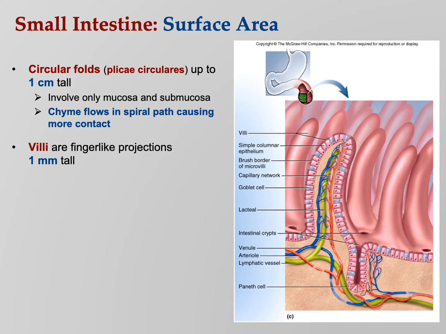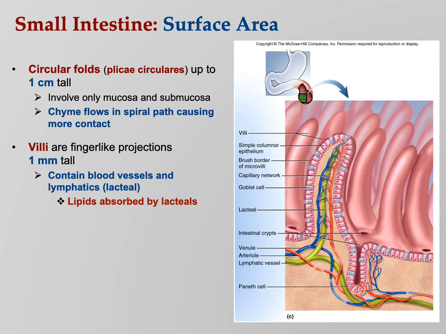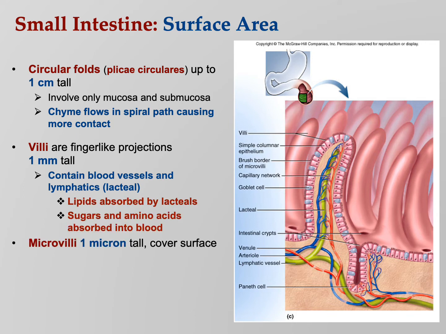Villi, about 1 millimeter tall, have blood vessels and lacteals. Lacteal is where we absorb fats. Blood vessels where we absorb sugars and amino acids. Lipids absorbed by lacteals, sugars and amino acids by blood. Microvilli are only a micron tall. That's a millionth of a meter. You can't even see them with a regular light microscope. That takes an electron microscope to see. So the microvilli completely cover the villi. They're sometimes called the brush border because they're like the bristles on a brush, okay?